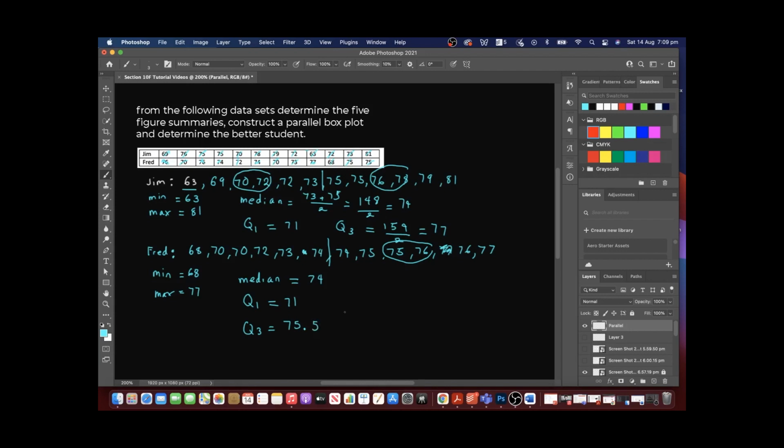Okay, so we've done all that, and now we just need to create our box plots. So in order to create our box plots, we're just going to draw up a scale, and our lowest value is from 68 to 63, so we're going to probably just start at 60. I might make some room.